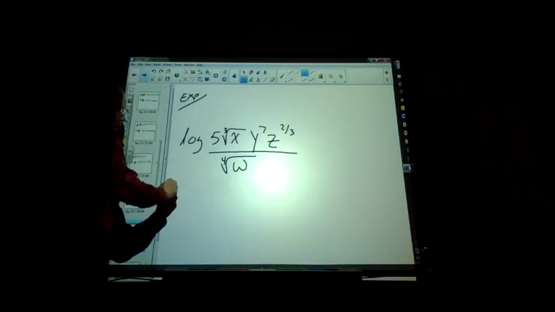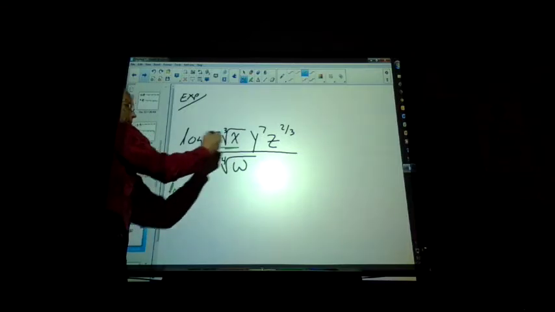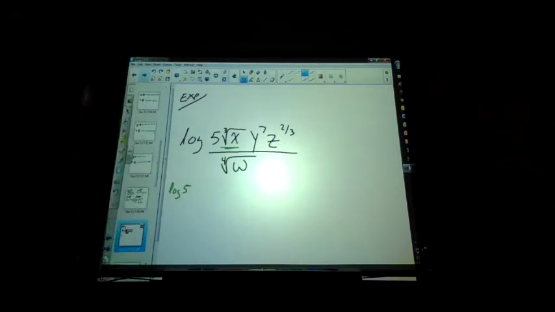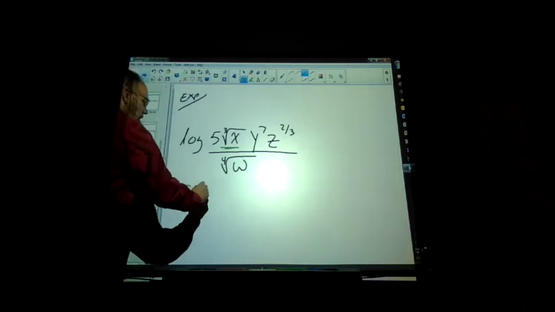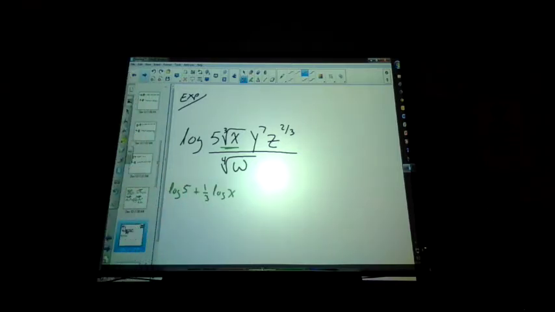So can we go log 5? Still with me? What's this going to do? Do what? Log x. There you go. Plus 1/3 log x. Okay, hang on. Let's pause there. Are you okay with that? Because x to the 1/3 power is the same thing as third root x. The 1/3 comes down front.